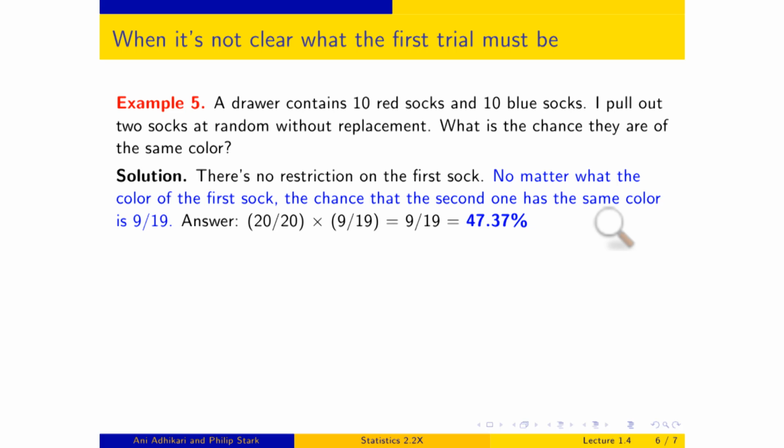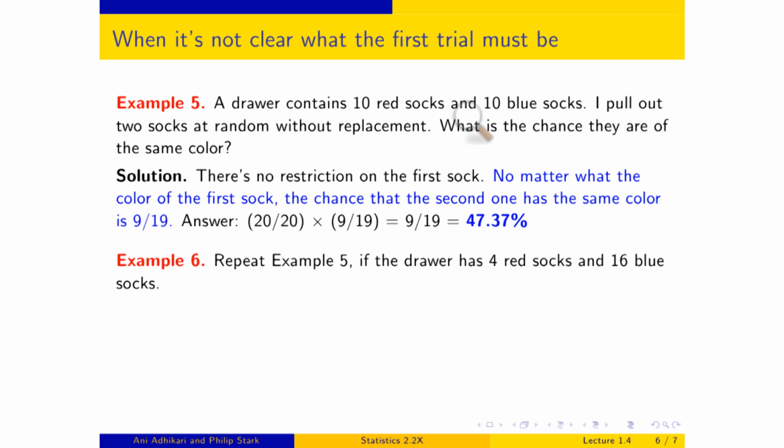And so even though you couldn't say, well, the first sock has to be this color or that color, because of the balance in your drawer, you were able to just go ahead and solve the problem and finish it. And I know you're thinking, yeah, but what if it wasn't balanced? Well, that's the next thing we're going to do.